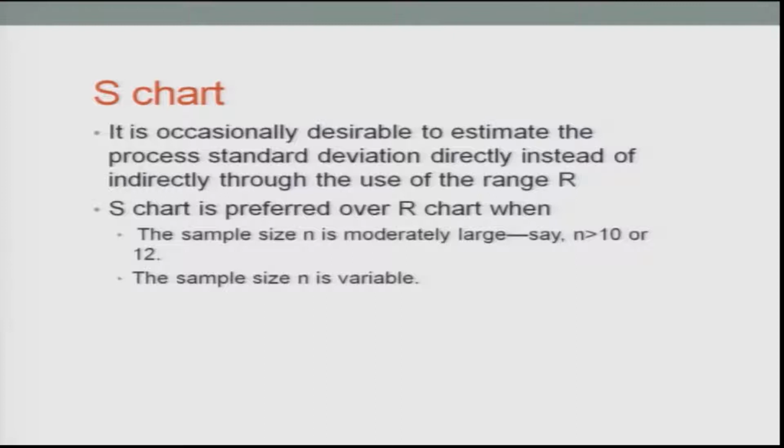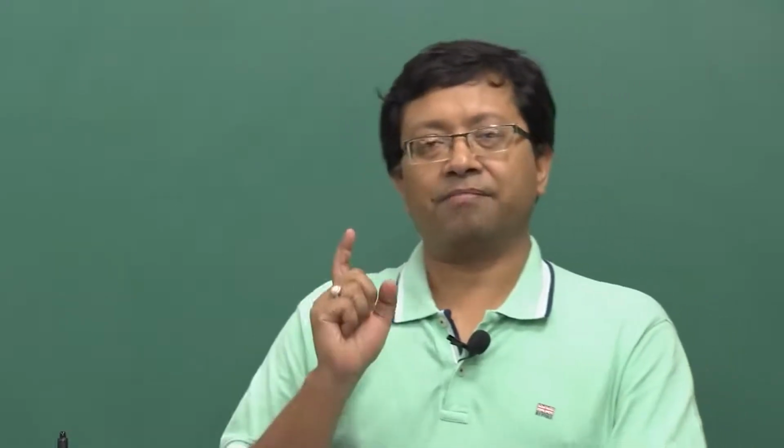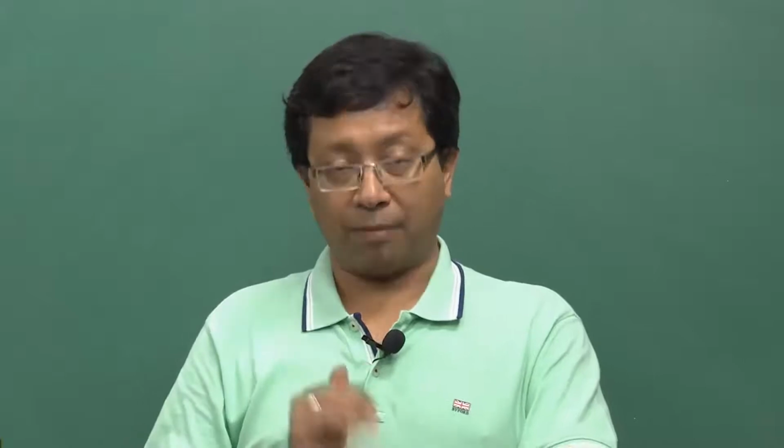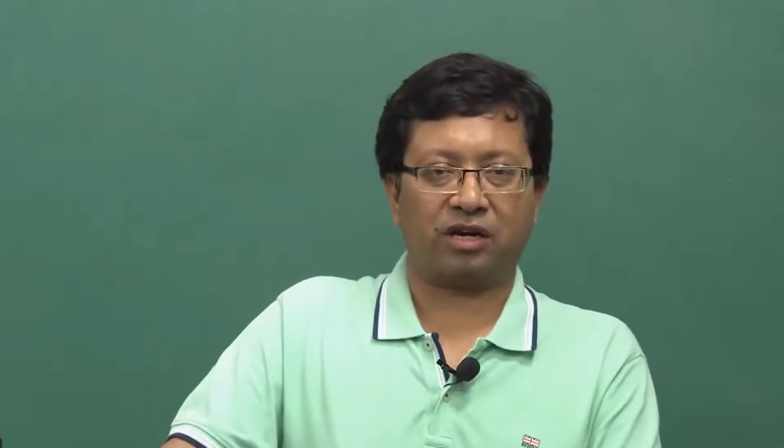It is occasionally desirable to estimate the process standard deviation directly instead of indirectly using the R charts. And if you remember, I mentioned that if mu and sigma were not known, then we replaced mu with X double bar, and if sigma was not known, we used the range and did calculations to find the best estimate of the standard deviation using the range. In the later half we considered both mu and sigma known, and did the calculations accordingly.